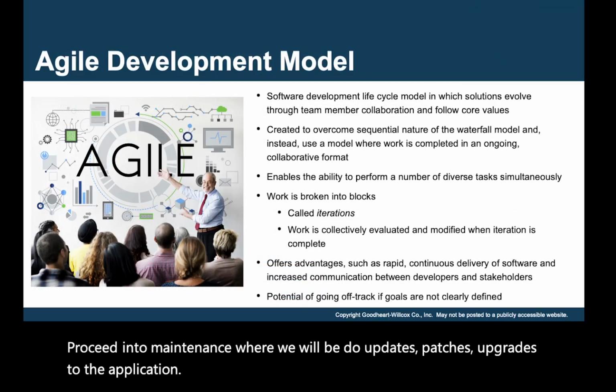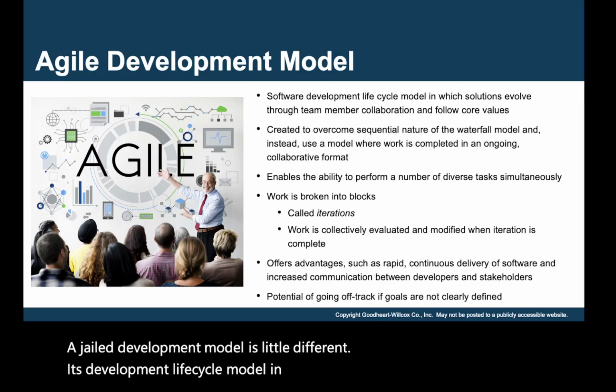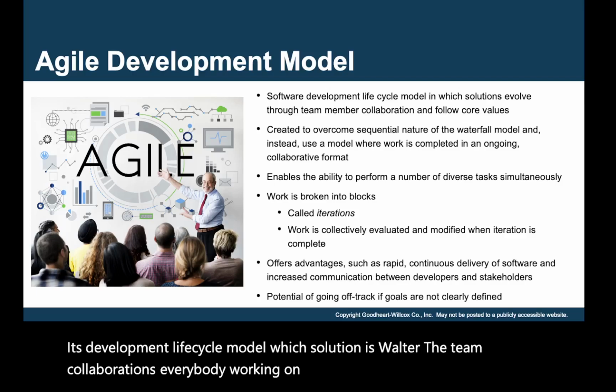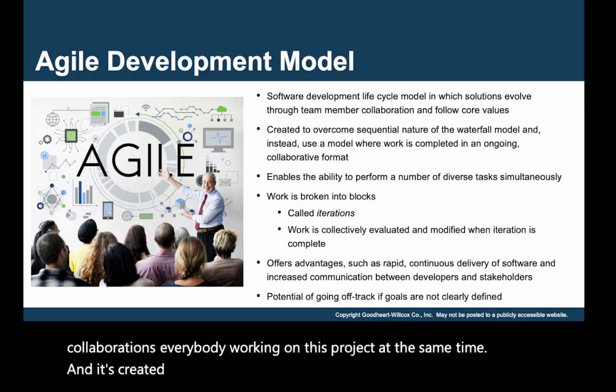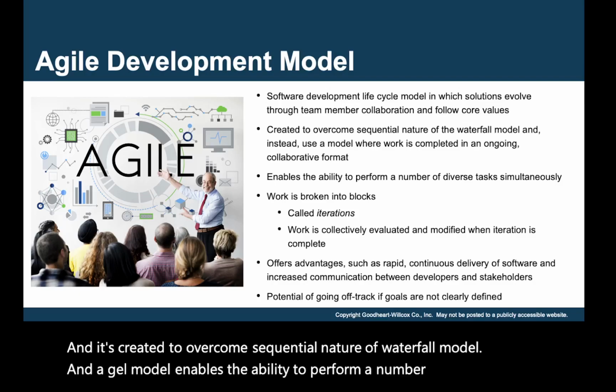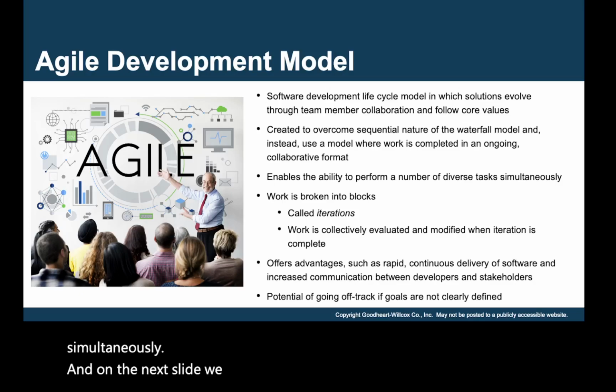The Agile development model is a little different. It's a development lifecycle model in which solutions evolve through team collaboration, with everybody working on the project at the same time. And it's created to overcome the sequential nature of the waterfall model. The Agile model enables the ability to perform a number of different tasks simultaneously. And on the next slide, we will see how the work will be broken into different blocks.